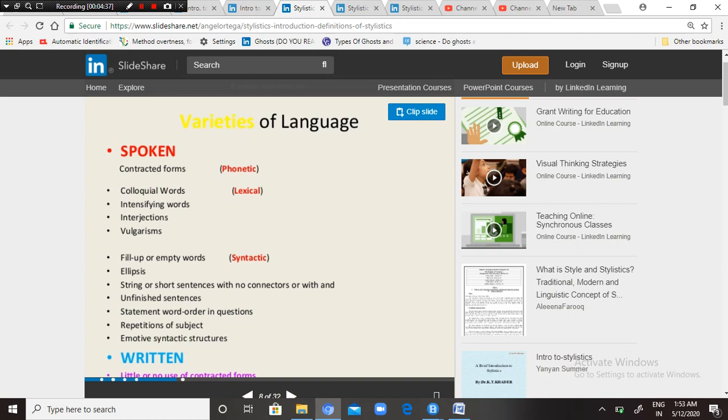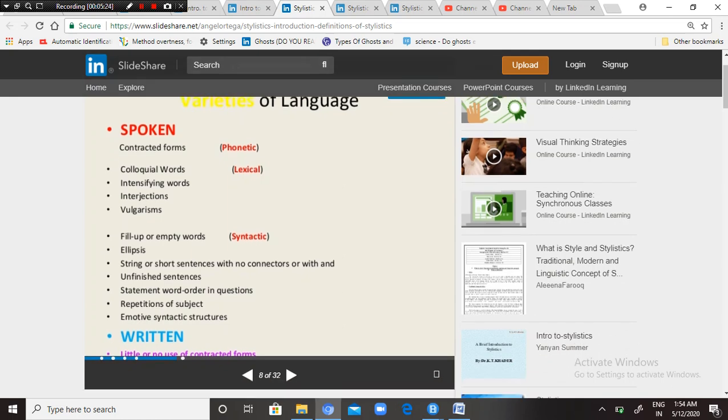Spoken: varieties of language which are spoken in our daily life. Spoken language has contracted forms, meaning phonetic, and colloquial words, intensifying words, interjections and vulgarisms included in the lexical level. Syntactic features include filler or empty words, ellipses, strings of short sentences, unfinished sentences, statement word order in a question, and repetition of a subject, emotion and syntactic structure. Writing.